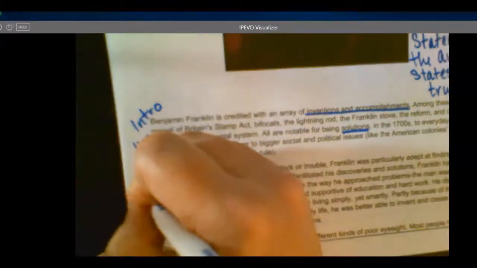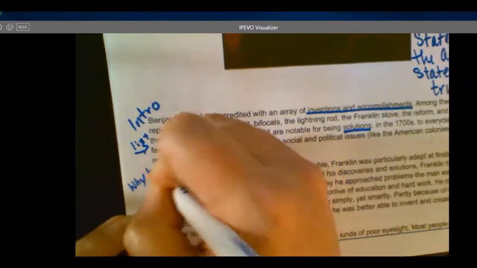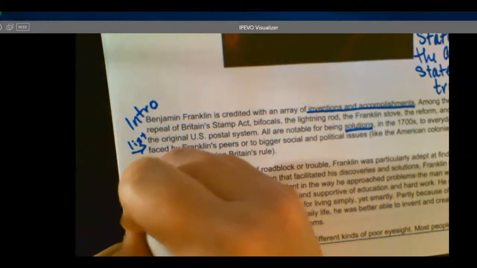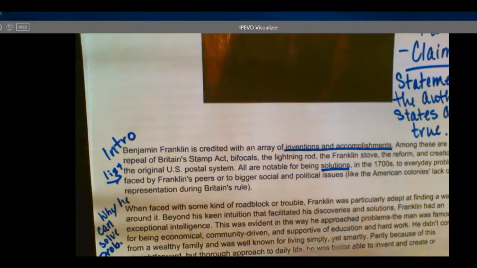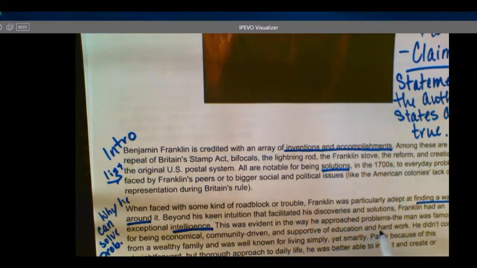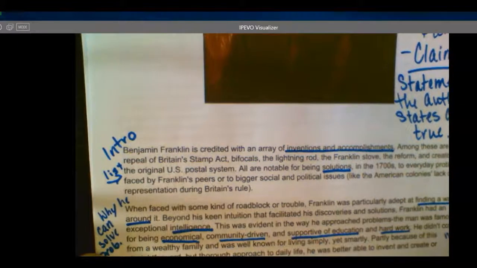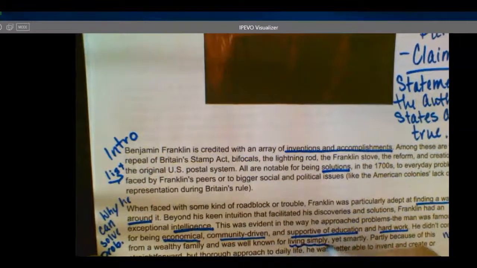So this again tells you the background, why he can solve problems. That's mostly what that paragraph is about. By finding a way around it, because he was intelligent, famous for being economical, community-driven, and supportive of education and hard work. He didn't come from a wealthy family, so he was not wealthy. And he lived simply yet smartly.